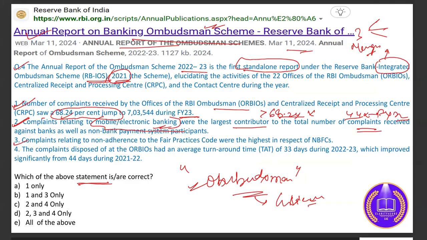Complaints relating to non-adherence to the fair practice code were the highest in respect of NBFCs. This statement is also correct. The fourth statement: complaints disposed of at the RBIOs had an average turnaround time of 33 days in financial year 23. Earlier it was 44 days. This is the average time. So all the statements are correct, and all of the above is the correct option. Just keep these statements in mind.